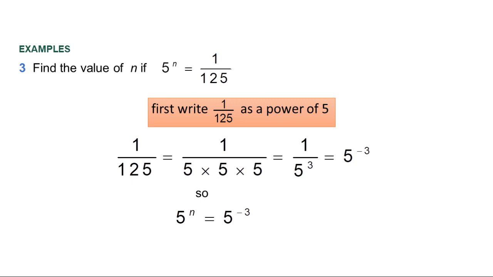Since the bases are already the same on the left side and on the right side, and it's a single base on the left and a single base on the right, then I can equate the indices or exponents. So n is equivalent now to negative 3.